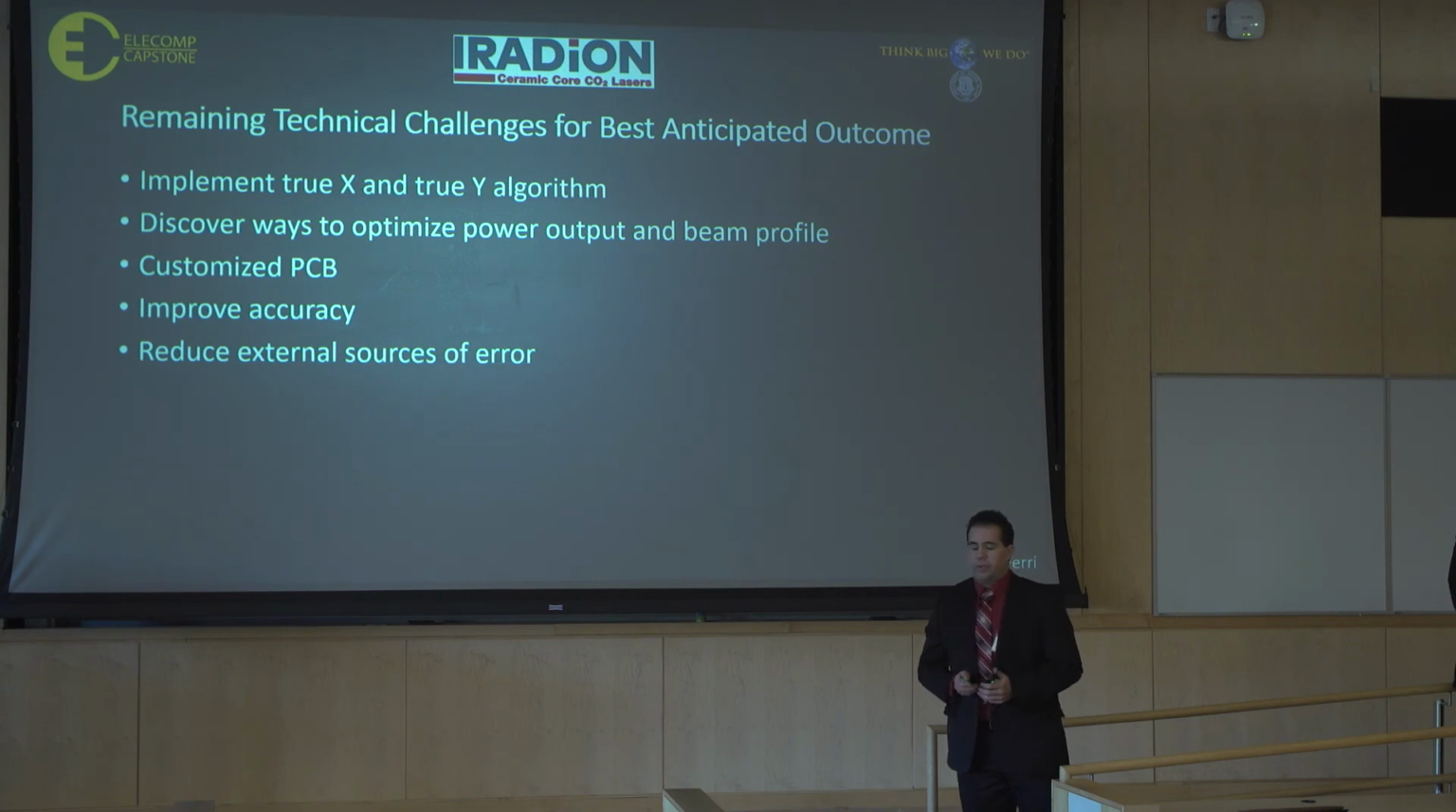We also need to improve the accuracy of the overall system, as well as reduce external sources of error, such as room lighting and other things that can mess with the sensors, potentially cause error.